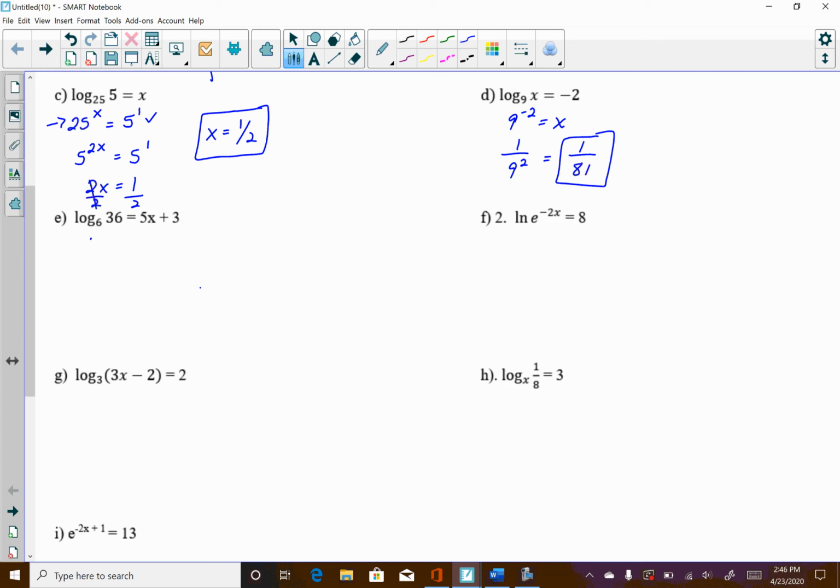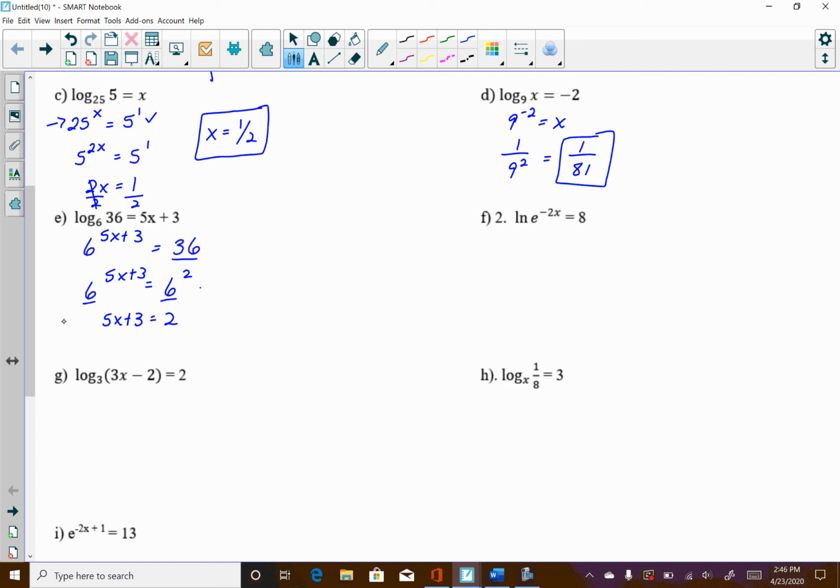I'm going to take my base, raise it to the opposite side, equals the exponent, or the argument, excuse me, the argument 36. Now if I can get the 36 over here as raised to a 6 to a power, which I can, 36 is the same as 6 squared, and this is 6 to the 5x plus 3. Now at that point, I have the same base, I can drop them and set those exponents equal to each other. And then from here solve for x.